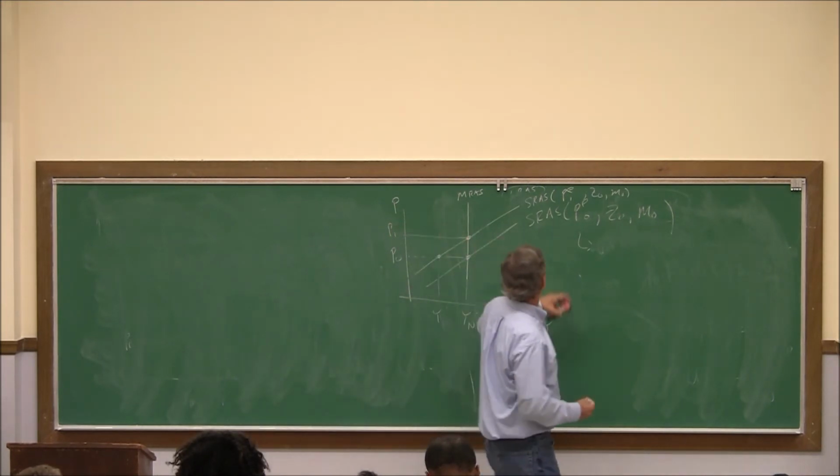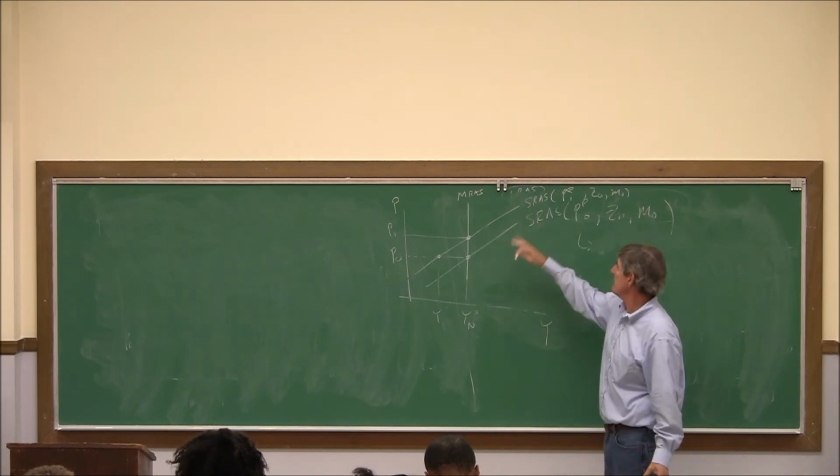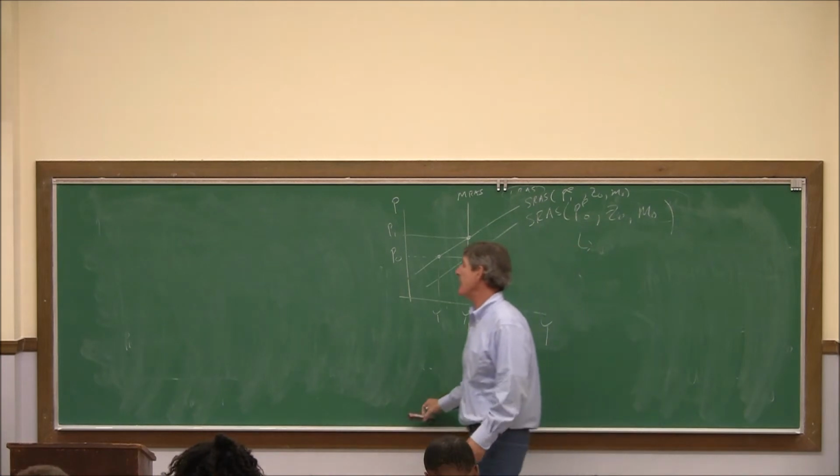So this is our model of supply, all this family of short run supply curves. This P0E is going to be a main thing that shifts it around. So let's do aggregate demand now.